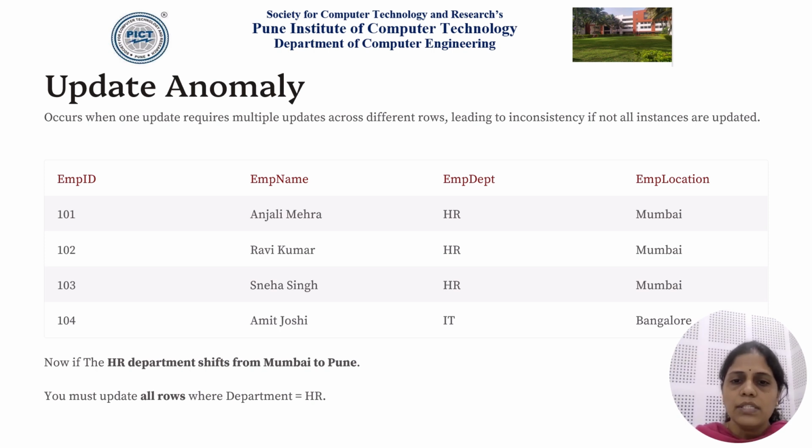So in order to change only one value, I have to update it at many locations where the department is HR. So we have to update all those records only to update one value. I have to change from Mumbai to Pune. So that is said to be an update anomaly.